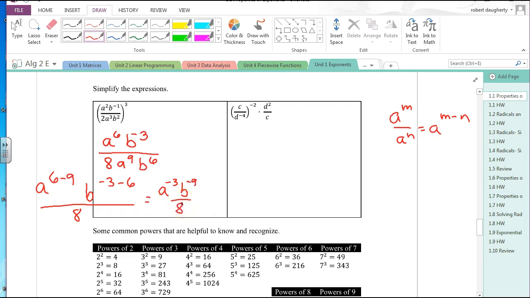Am I finished? Why am I not finished? I've got negative exponents. But you guys are so smart. How do I make those things positive? There's my answer: 1 over 8 a cubed b to the 9th. Okay?